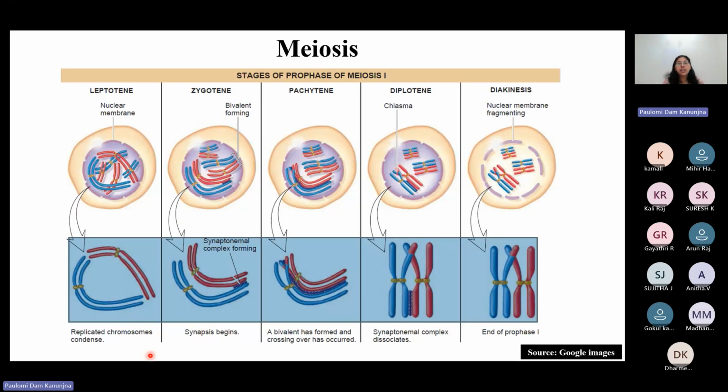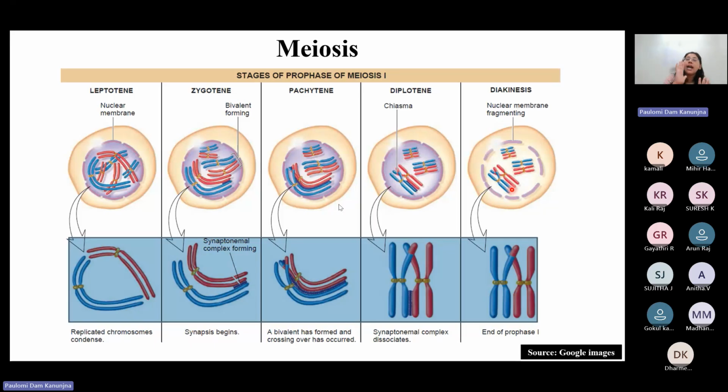Prophase 1 further consists of 5 more phases, which are called leptotene, zygotene, pachytene, diplotene, and diakinesis. Let's try to understand. It seems very heavy, but once you see through it, it becomes very easy to understand, right? Okay. So your prophase 1, as I just told you, has more steps. So let's start with the first one, leptotene.